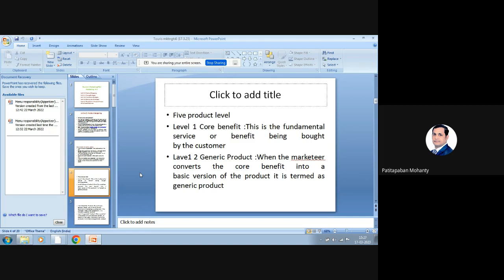So there are different levels. There are five levels of the product designing process, or the kind of benefits the product normally offers. The first one is level one, that is the core benefit. This is the fundamental service or benefit being bought by the customer. So when the customer tries to consume the product, the first benefit he derives from the product is the core benefit. So that is the fundamental, very basic thing.